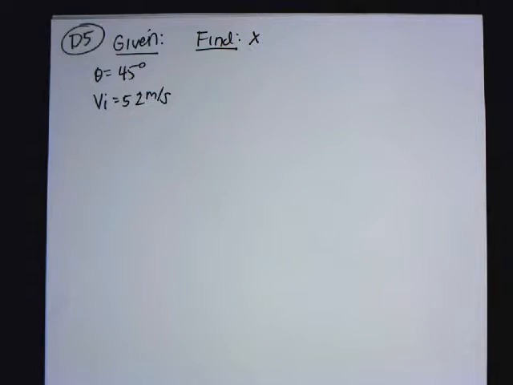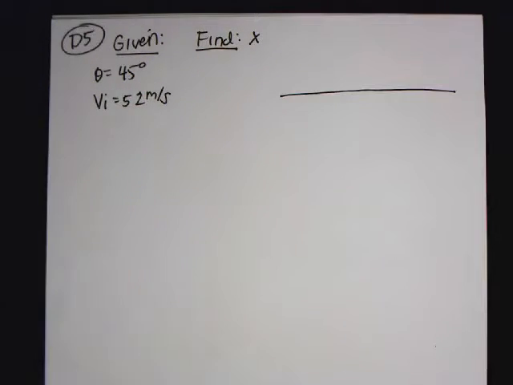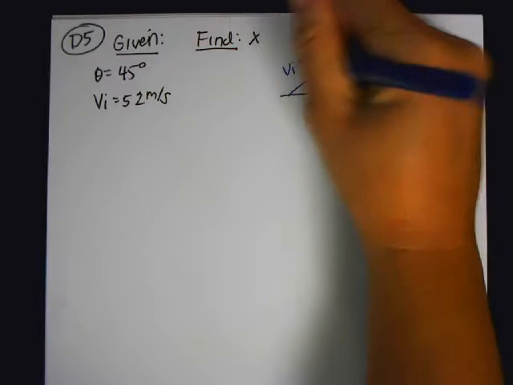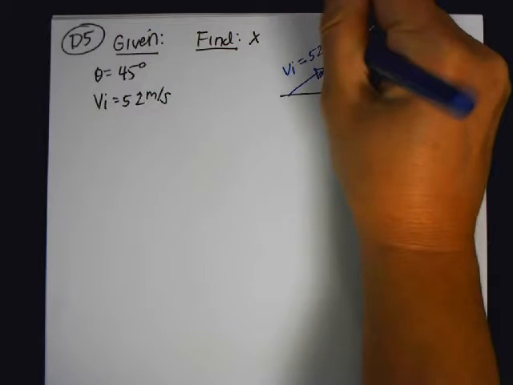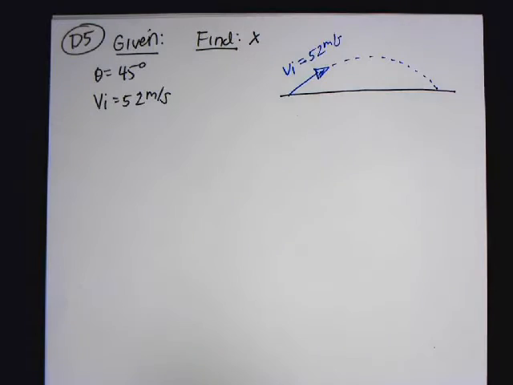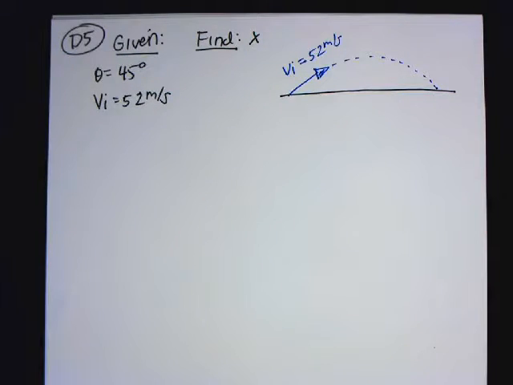So the first thing I want to do is I want to draw a picture. Here's the ground. The initial velocity, VI, is equal to 52 meters per second. And then it's going to take a path like this, and it ends up hitting the ground at the same level in which it's launched.